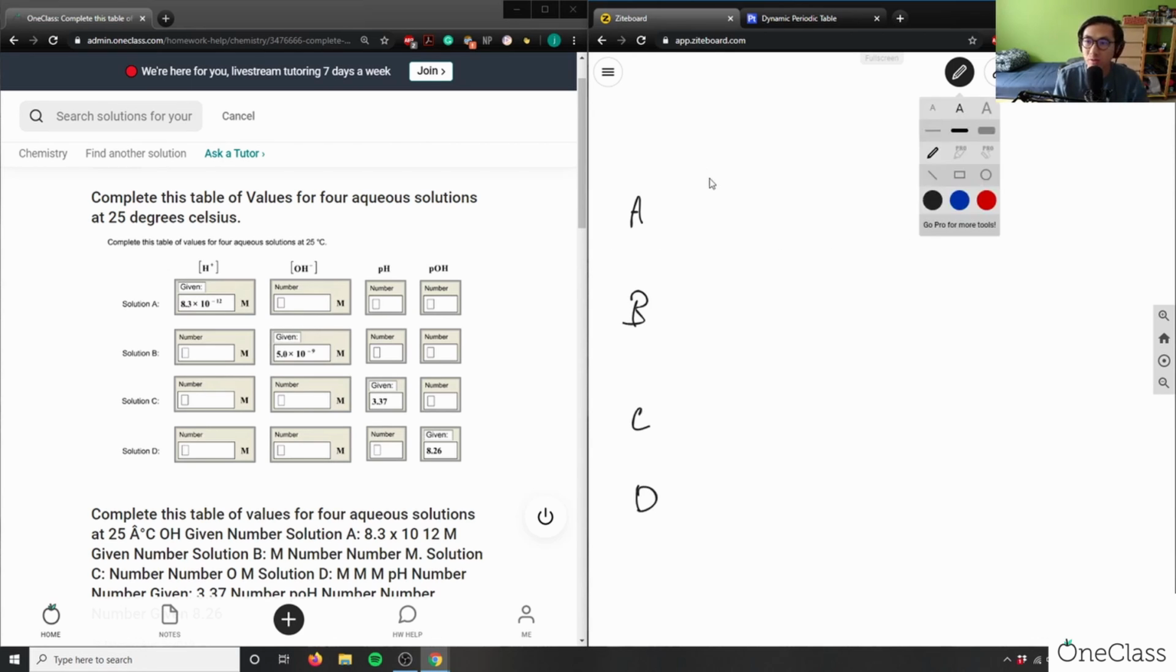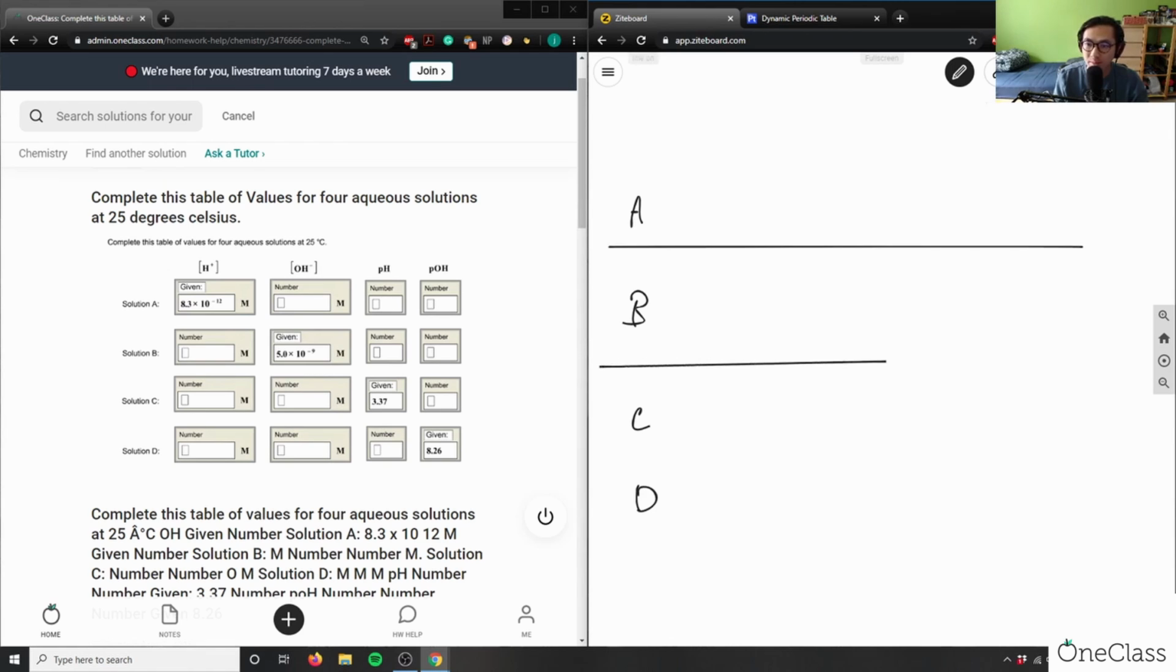I have a line tool, right? Yes, I do. That makes my life so much easier here. It makes your lives easier as well, because you can see what I'm writing here.